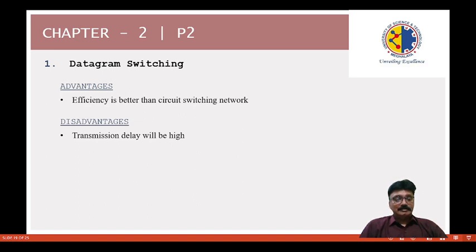Disadvantages: transmission delay will be high. If it is a dedicated path like circuit switching, it can move properly. Sometimes if some routers or nodes are highly loaded, at that moment the transmission gets delayed.